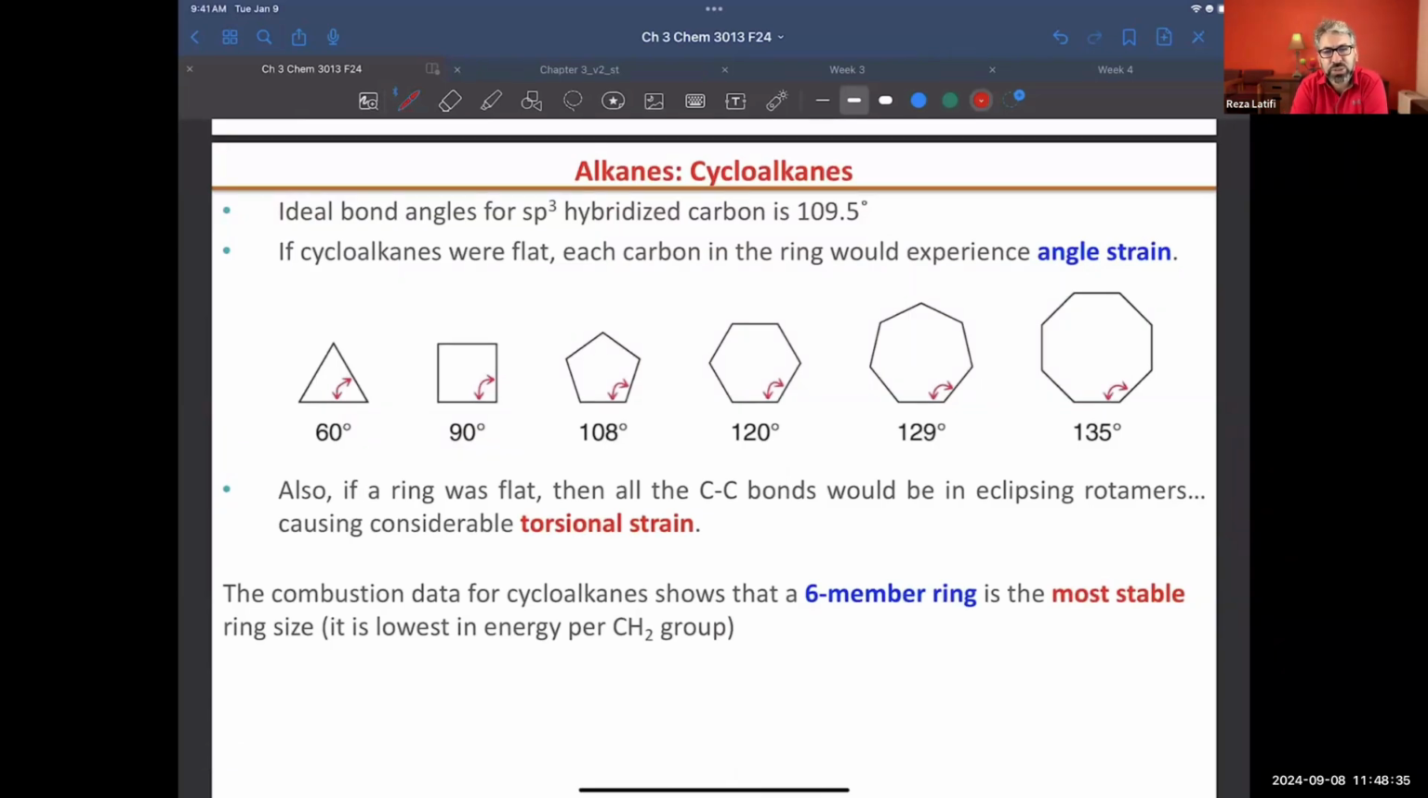In the next lecture, I will be talking about the structure of cyclohexane, and we will present different conformations of cyclohexane. And I will see you very soon. Thank you very much.